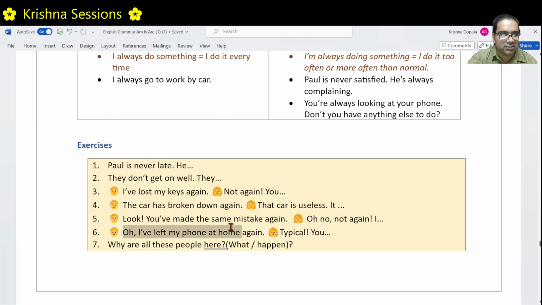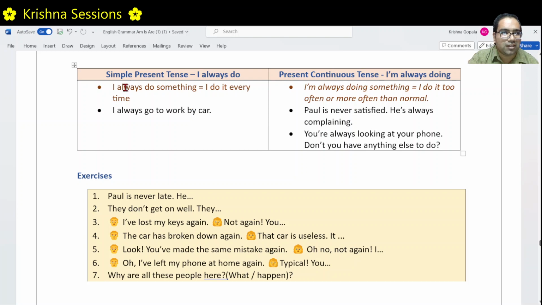This statement doesn't mean that he is doing it all the time, right? Typical: "You are always leaving your phone at home." That is the correct form, instead of "You always leave your phone at home." Hope you understood the difference between always do something versus always doing something. Always do something means every time it should happen. For example, the bus always runs between point A and point B, because that happens every time.